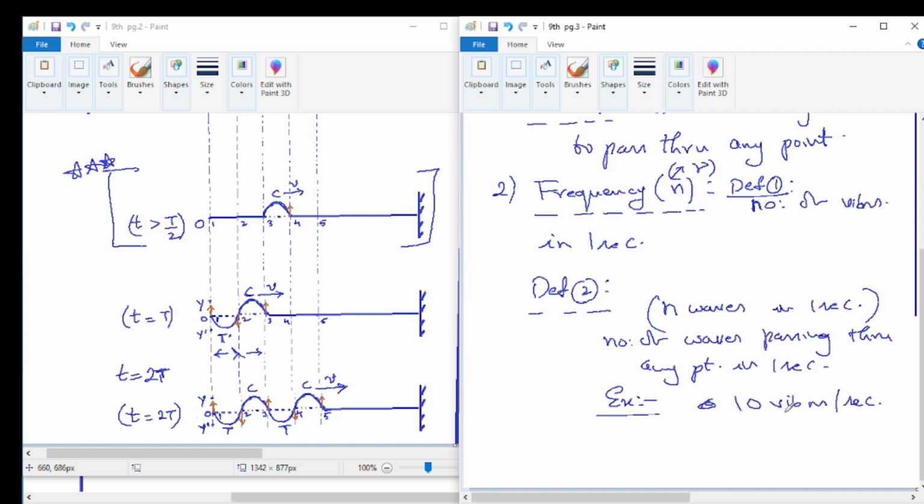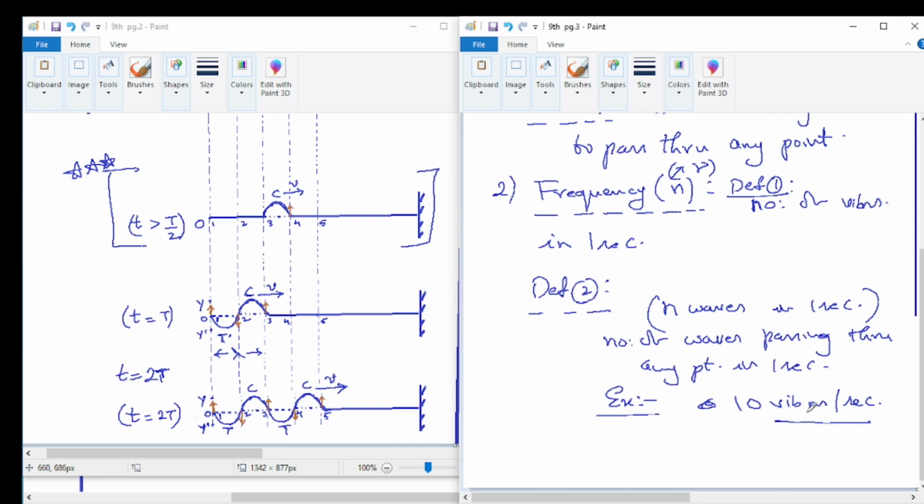So 10 vibrations per second, 20 vibrations per second, 30 vibrations. But the simplest of all the ways of expressing the frequency is vibrations per second. Cycles per second, oscillations per second, waves, anything can be used, but the simplest way of expressing frequency is in terms of vibrations per second. So 20 vibrations per second, 30 vibrations per second. From this we can easily guess: the length of an object is 10 meters, 20 meters, 30 meters, 40 meters, like that.